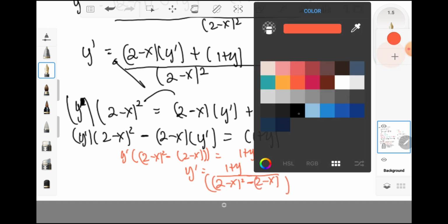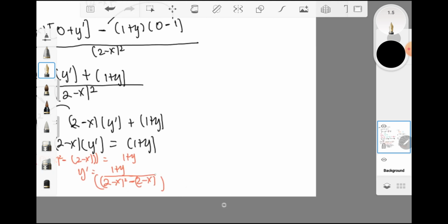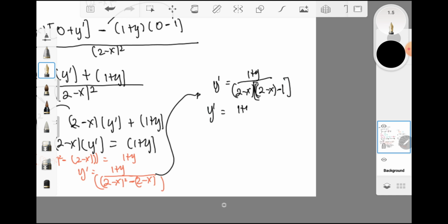So by further manipulation of this equation, pwede ko pang ilabas yung aking 2 minus x. So therefore I will have my y prime is equal to 1 plus y divided by 2 minus x, multiplied by 2 minus x, and then may matitirang 1, di ba? So 2 minus x divided by 2 minus x. Ayan. So therefore my y prime will be equal to 1 plus y divided by 2 minus x multiplied by 1 all over 2 minus 1 will be equal to 1, di ba? And then 1 minus x.